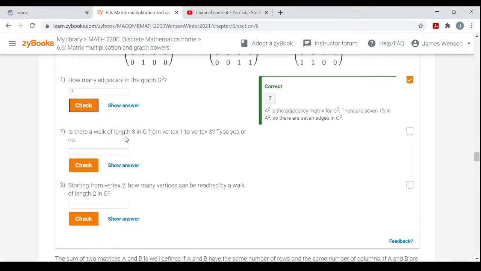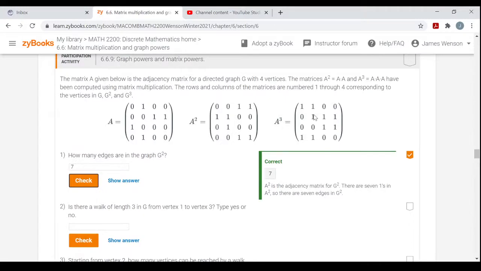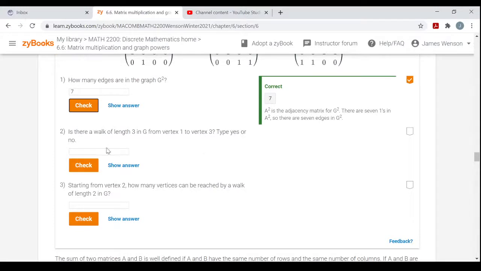Is there a walk of length 3 in the original graph from vertex 1 to vertex 3? Type yes or no. So if I'm talking about walks of length 3, I want to look at A cubed. And is there a 1 in row 1, column 3? Look at A cubed, row 1, column 3, there's a 0. So no, there is no walk of length 3 from vertex 1 to vertex 3 back in the original graph.